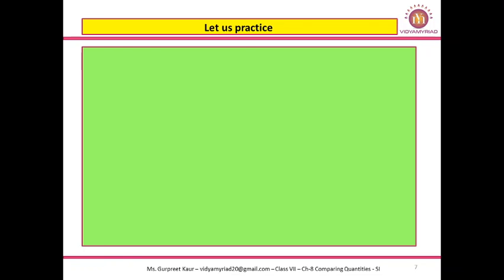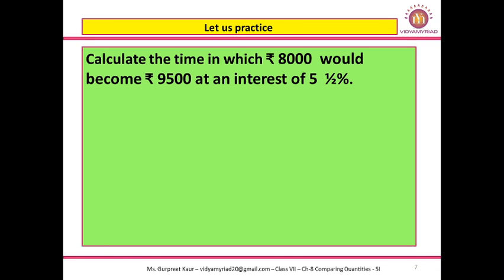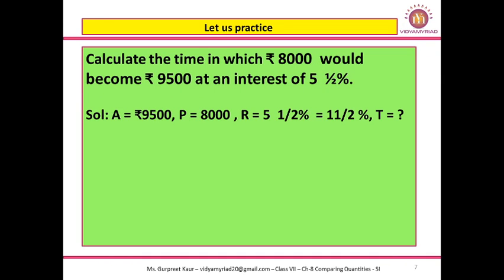Let's do one more question. Calculate the time in which rupees 8,000 would become rupees 9,500 at an interest of 5.5%. Now first of all, let us write down what is given to us and what is not given. Time is not given, so simply we will put question mark.